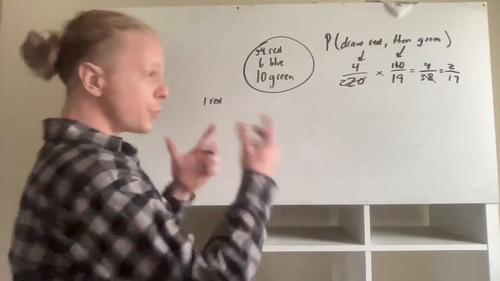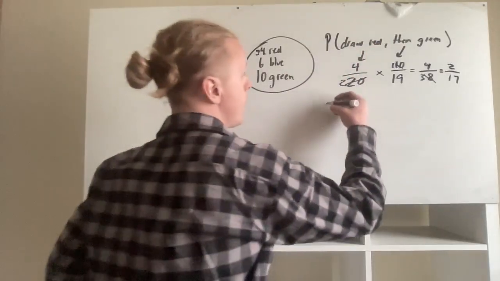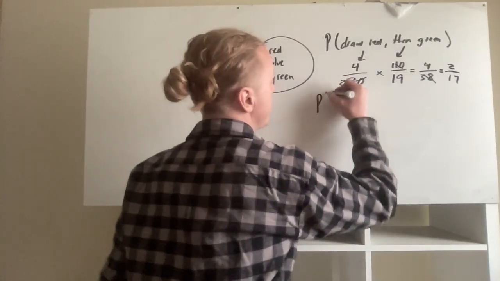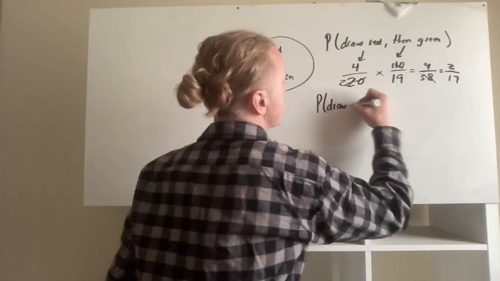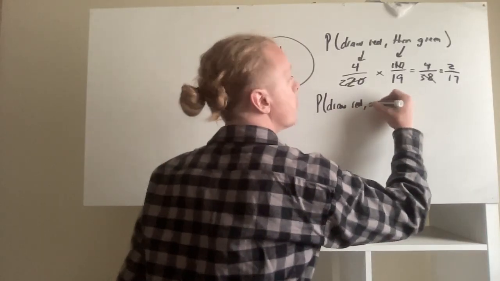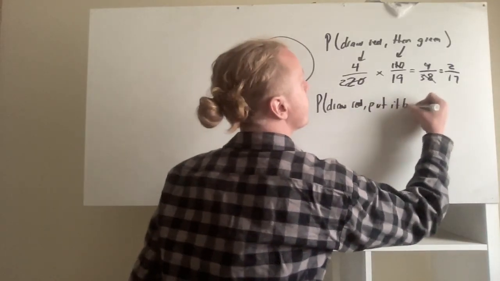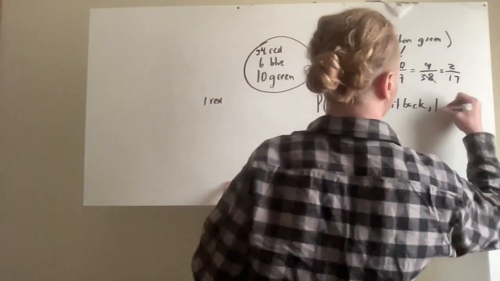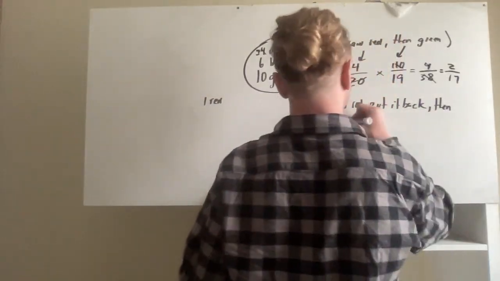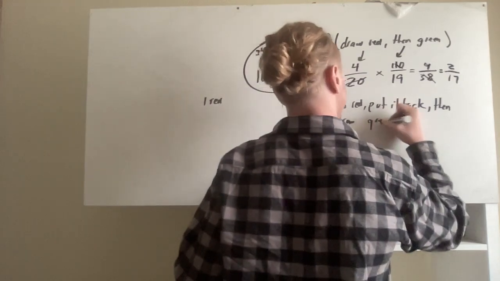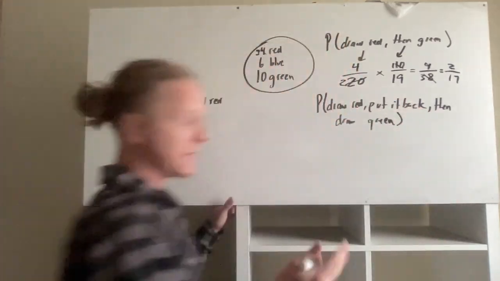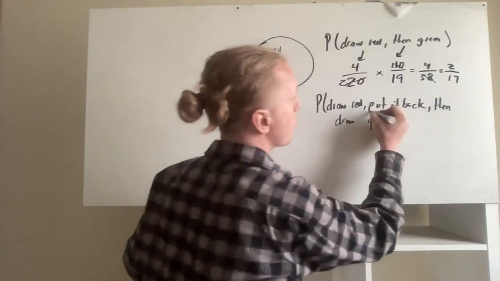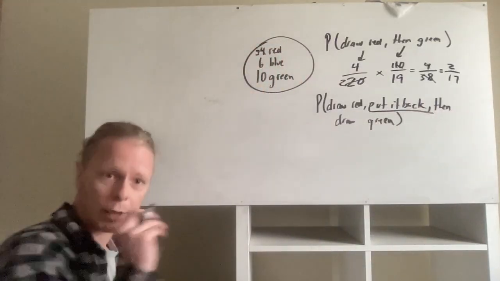Now, you might get a very similar problem, but they would very specifically say, what's the probability that you draw red, put it back, or replace it, right? They might say put it back or replace it, and then draw green. Okay, so basically the same problem, but what's the only difference? This time, we're going to replace the marble. We're going to put it back in.